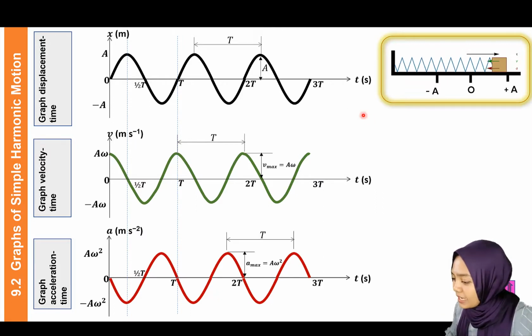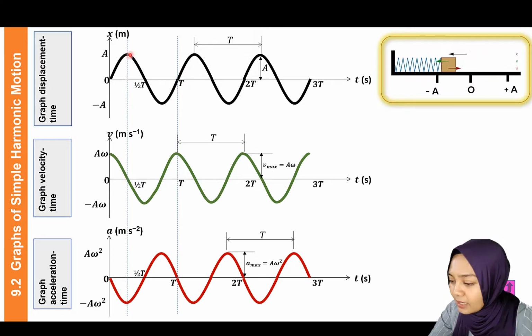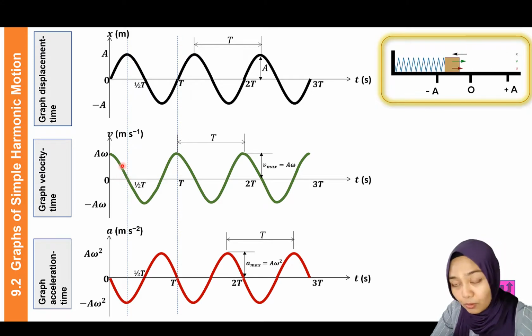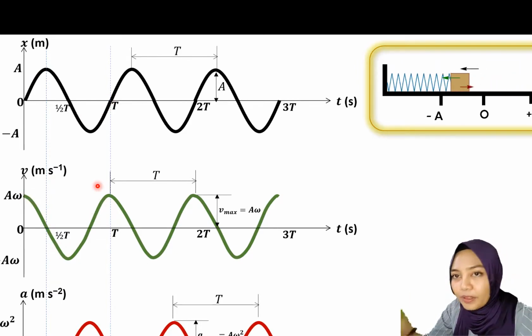You can see here, as the displacement increases, the velocity decreases. At the same time, when the displacement is at its maximum, the velocity is 0. That's why when we have the sine graph for the displacement, we have the cosine graph for the velocity.